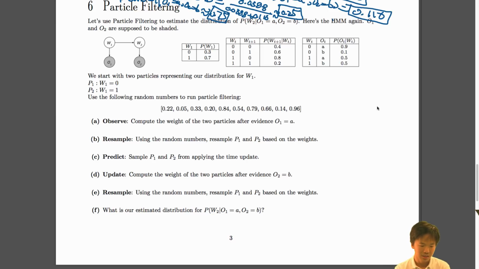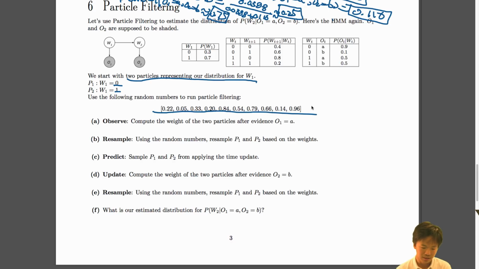The only thing changed is that now we're starting with two particles representing our distribution for the initial state. One of them is in state 0, and one of them is in state 1. So now we have an array of random numbers between 0 and 1, which we use to approximate randomness in our action.